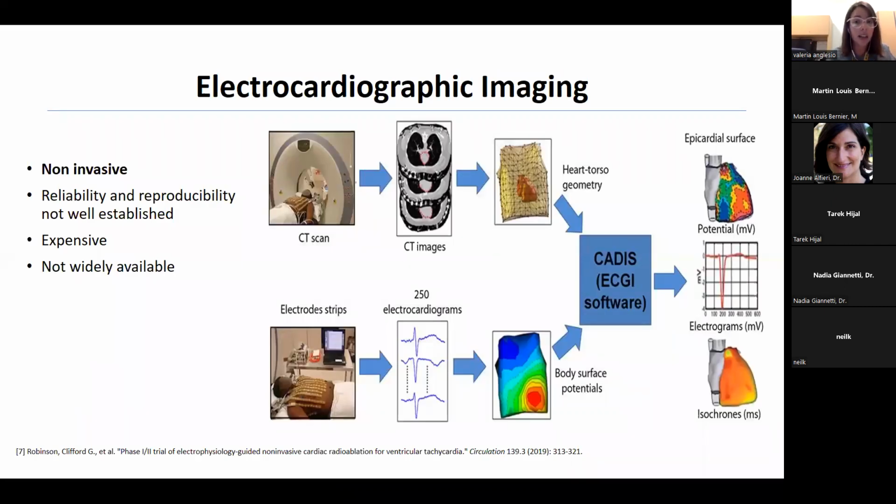Electrocardiographic imaging is another technique that is used now to map. It's really new, and like everything that's new, it's expensive and not available everywhere. It also has an important limitation, that its reliability and reproducibility are not well established at this point. But what it does is merge the information in the ECG and anatomical information in a CT. But as I said, it's really expensive, and we don't have it here at this point.